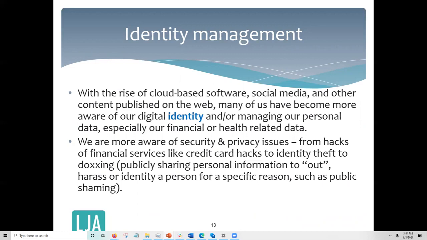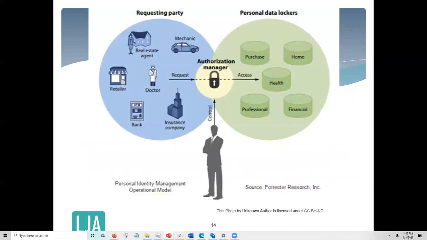We have become much more aware of security and privacy issues. And this is really everything from seeing things be hacked or hearing about identity theft, to even being aware of or hearing about people being doxxed, where personal information is publicly shared to try to out somebody, to harass them, to identify a person for a specific reason, or even as a sort of public shaming. So we're really starting to talk about some of these issues in a lot of ways.